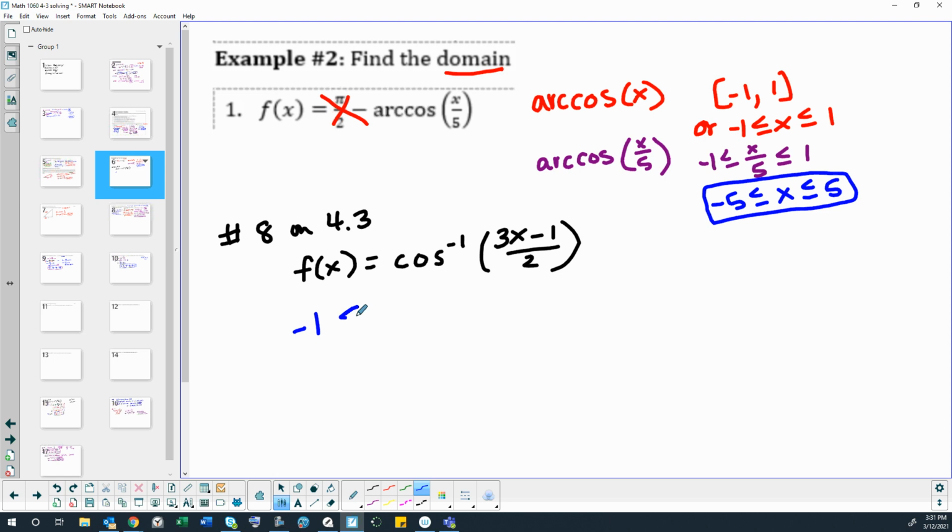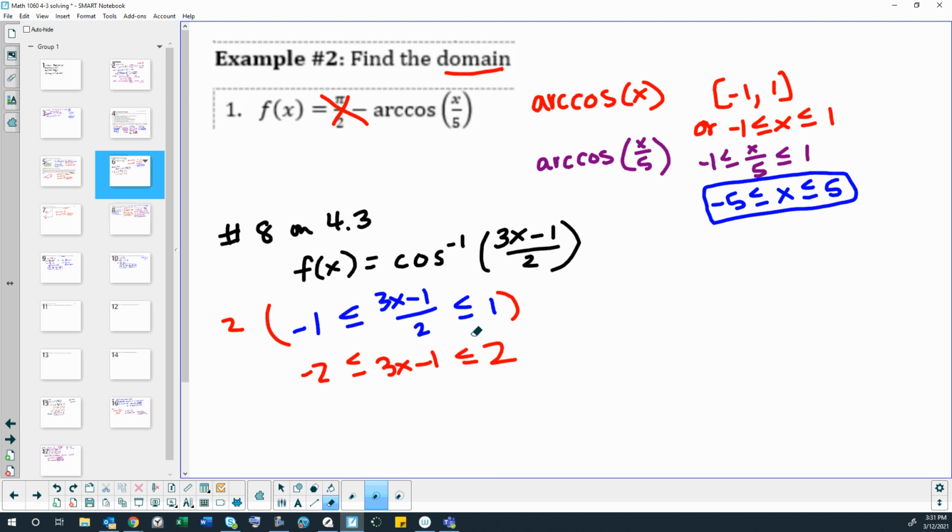So I'm going to rewrite this as -1 is less than or equal to 3x minus 1 over 2, which is less than or equal to 1. So now this is my inequality that I'm going to solve. So I'm going to go ahead and multiply everything by 2 over 1. So that would give me -2 is less than or equal to 3x minus 1, which is less than or equal to 2. So I just multiplied everything by 2 to get rid of that fraction.